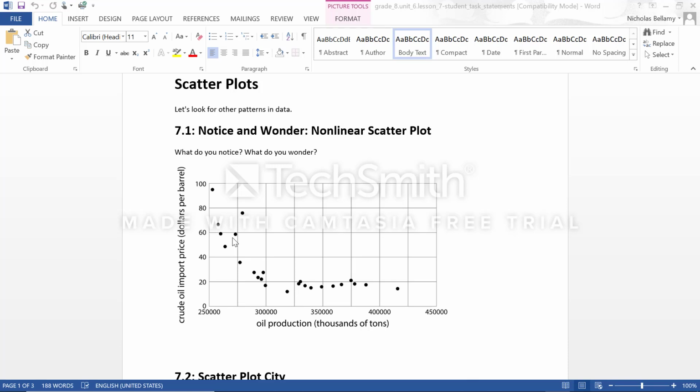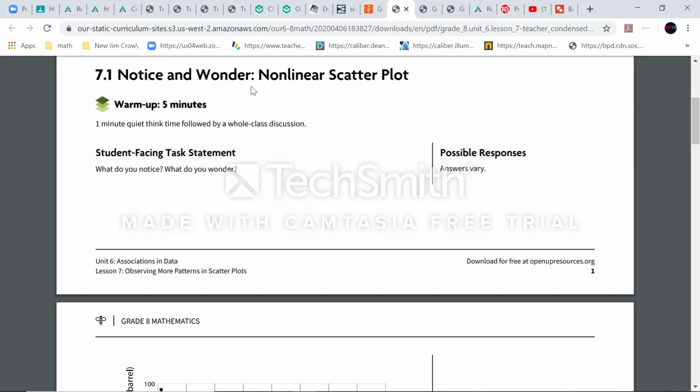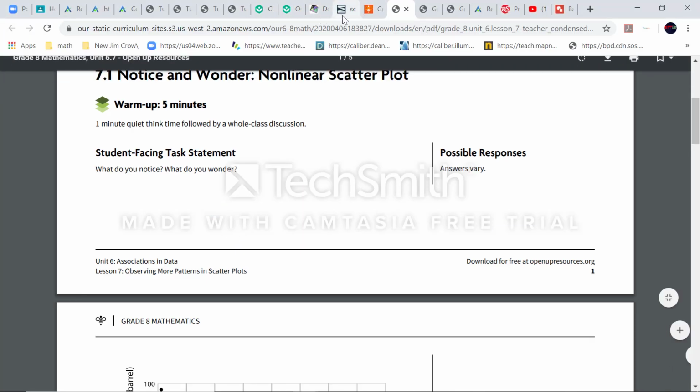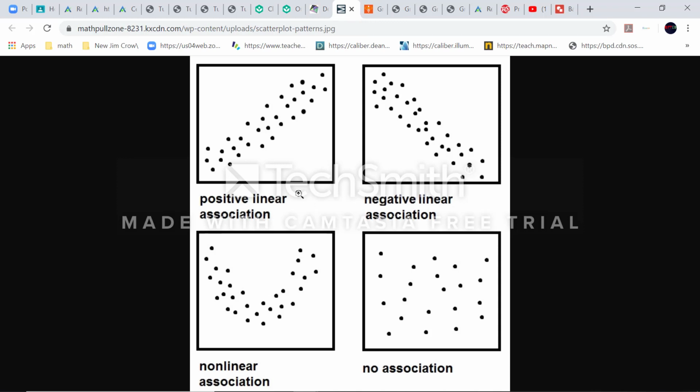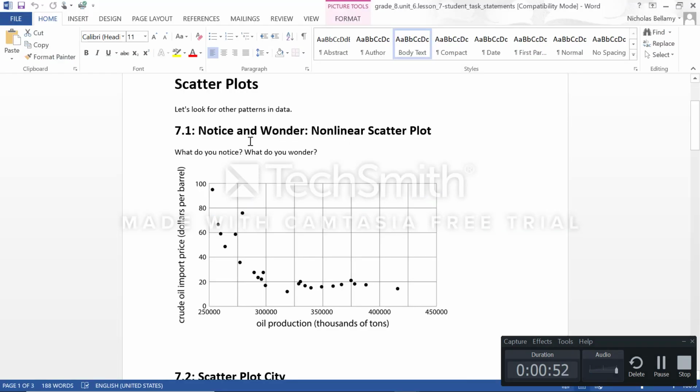And what you simply would do is go back and use the resources that have been provided. So you'll look at these four associations: positive linear association, negative linear association, nonlinear association, and no association at all. And you're going to decide which direction this scatter plot is trending in, right? And that's all you're going to do. You're going to base it off of those four associations.